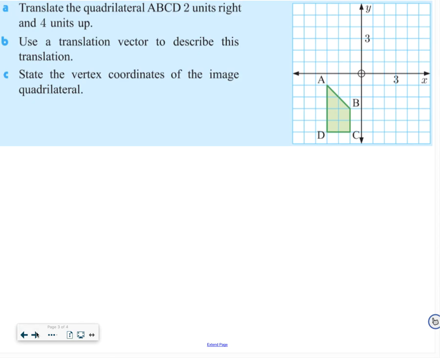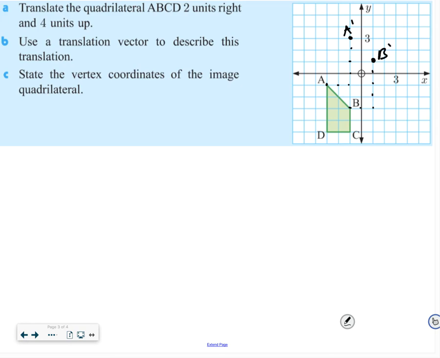Okay, so as we translate this, I'm just going to translate A first. So I'm going to go 2 units to the right, 1, 2, and 4 units up, 1, 2, 3, 4. So that point there is A primed. That's the image. Now I'm going to do B. So I'm going to go over 1, 2, up 1, 2, 3, 4, and there is my B.